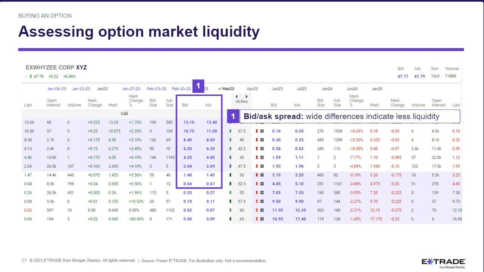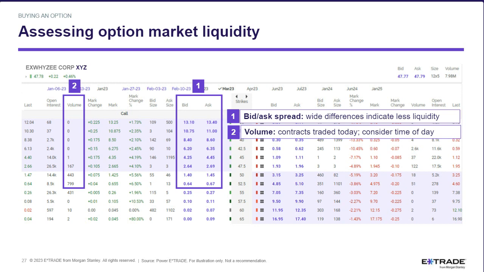We're also going to look at trading volume. Volume is expressed in number of contracts. So in this case, that 50 strike price had traded 400 contracts by this time of the day. Pay attention to time of the day too. If you're looking at option volume right after it's open for trading, the volume's going to be light. So pay attention to volume.